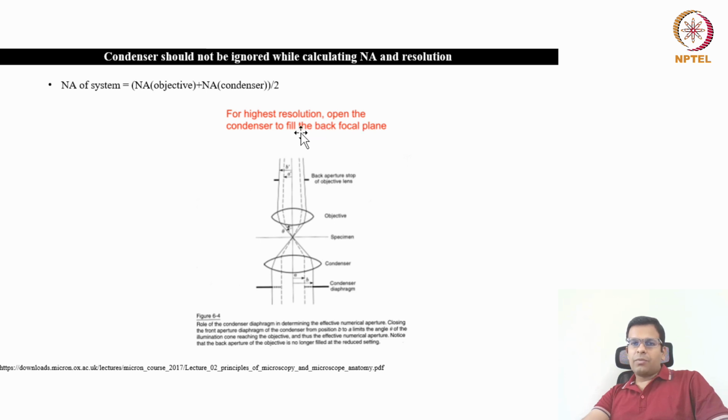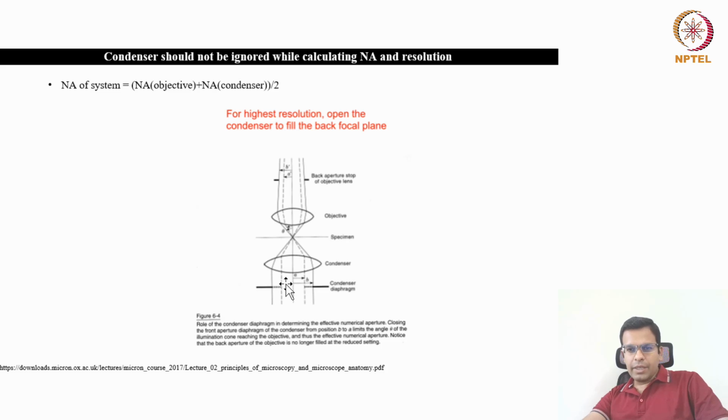So while calculating the numerical aperture of the system, you should consider the numerical aperture of the objective lens plus the numerical aperture of the condenser. So condenser should not be ignored while calculating the numerical aperture and resolution. So if someone asks you what is the resolution of this microscope, you cannot just calculate the resolution by considering the numerical aperture of the objective lens, but you should also consider the numerical aperture of the condenser, and you have to divide it by 2. So this is known as the numerical aperture of the system, which includes the numerical aperture of objective lens plus the numerical aperture of condenser.